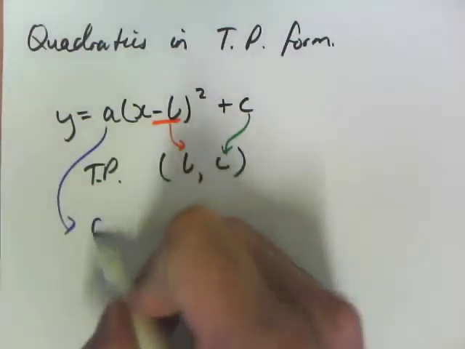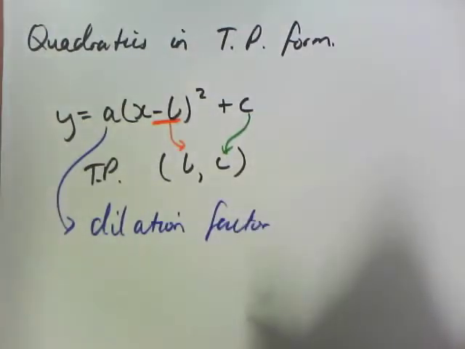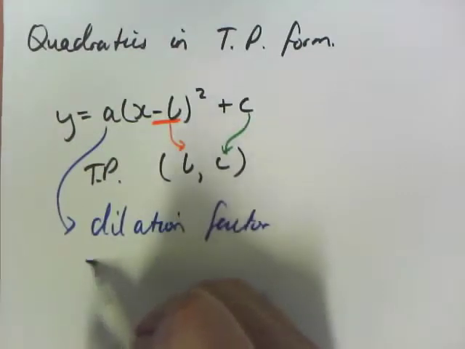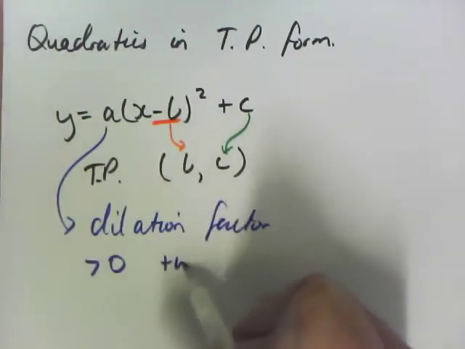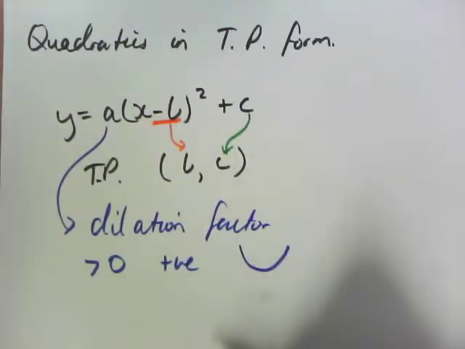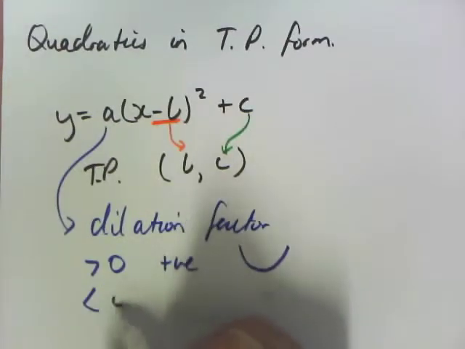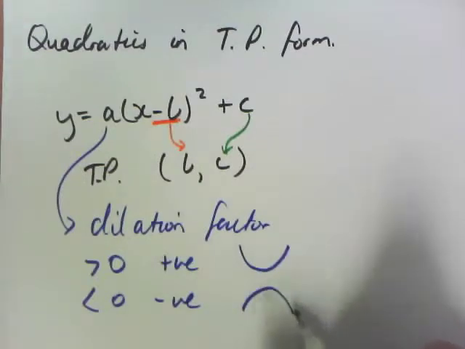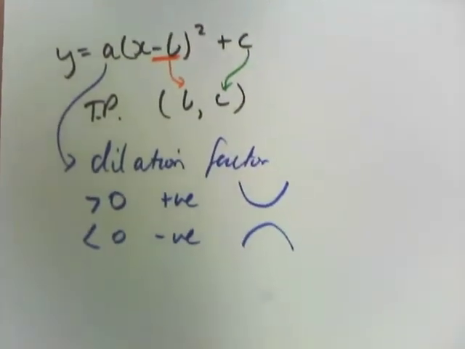This is called the dilation factor, and there are a couple of situations we need to think about here. If it's greater than 0, or positive, it means it's a happy parabola. So it's called a minimum shape, so it goes like that. If it's less than 0 or negative, it's an unhappy parabola. It's a sad face.